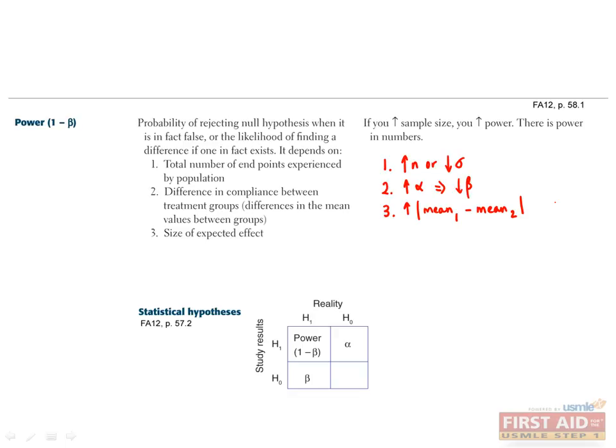Finally, as the difference in the mean values between groups, or the size of the expected effect, increases, it becomes easier to detect a difference, so power also increases.